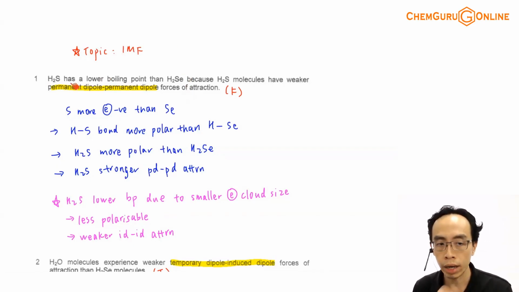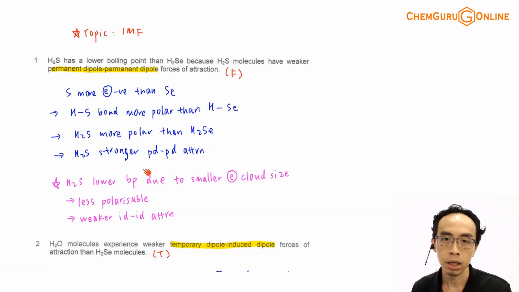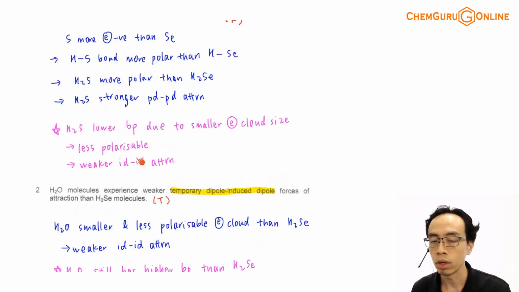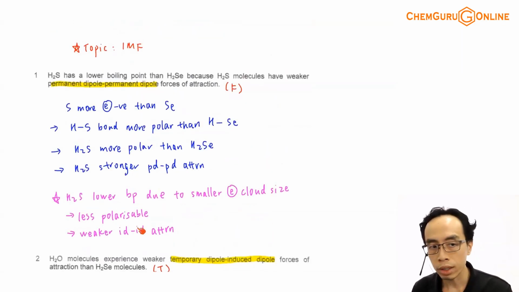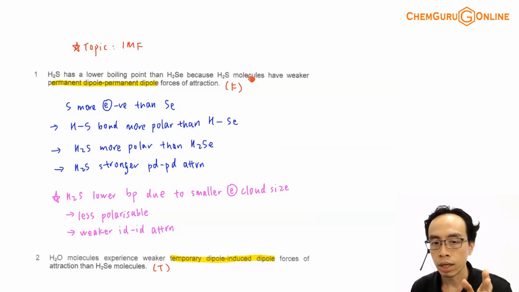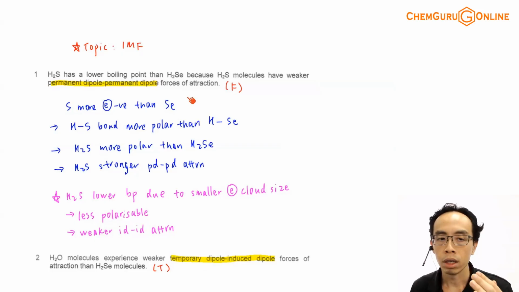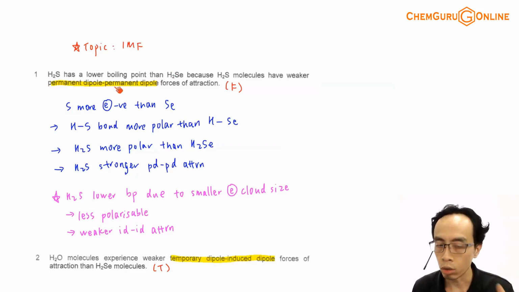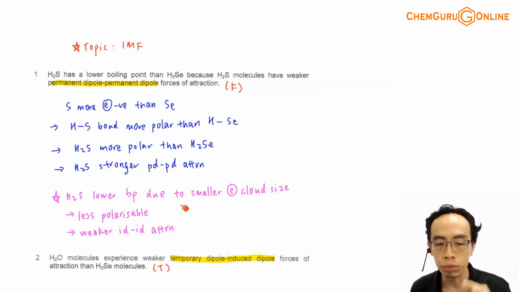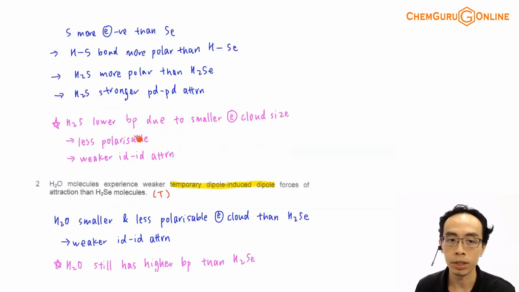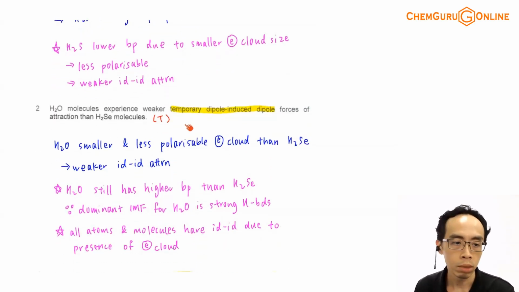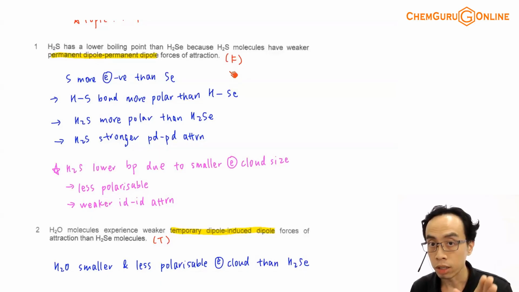So to explain why H2S has a lower boiling point than H2Se, we should be using ID-ID interaction rather than permanent dipole interaction. Anyway, statement number 1 is not true. H2S molecule has stronger PD-PD interaction as compared to H2Se. It is just that the ID-ID interaction is dominant, because H2S has a lower boiling point than H2Se. So we should be using ID-ID interaction to explain the outcome rather than permanent dipole. Therefore, statement number 1 is false.